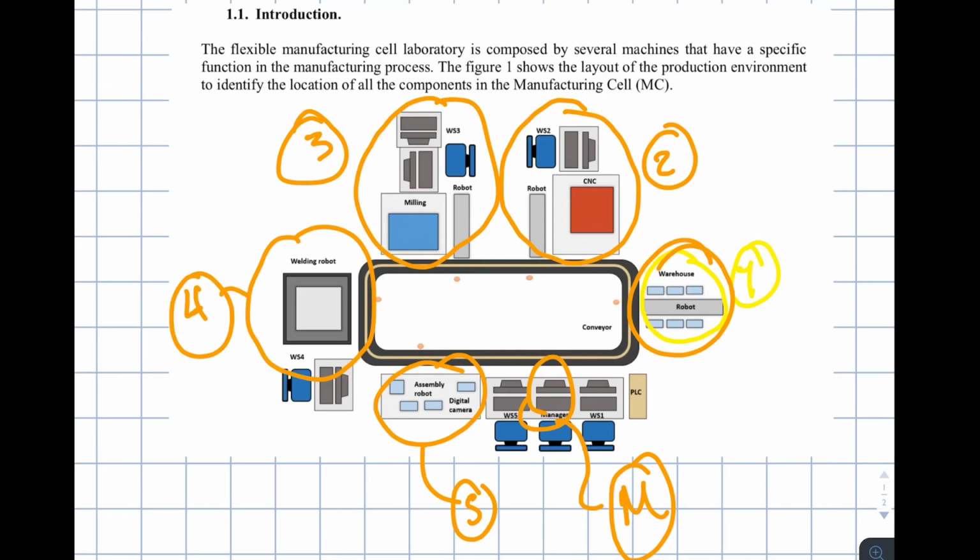The first one is the warehouse, in which all the materials are separated, and it is the first part for all the process. The second one is the CNC, which is a specific manufacturing process. Then it's the milling, and then the welding robot, and last, but not less important, the assembly robot.